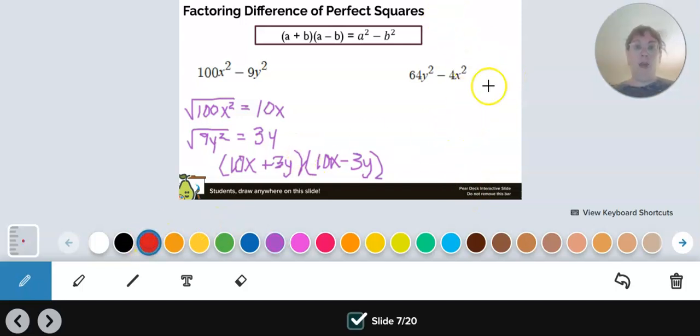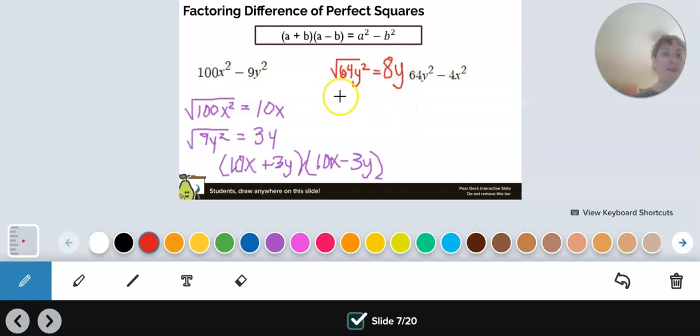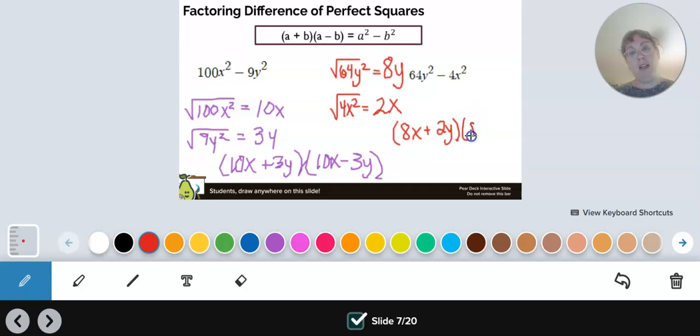On the right, we have 64y squared. So the square root of 64y squared is going to get us our a value. The square root of 64 is 8, and the square root of y squared is just y. Square root of 4x squared will get us 2x. Make your conjugate pair for your factored form. We have 8x plus 2y times 8x minus 2y. Perfect. Push ahead to slide 8 when you're ready.